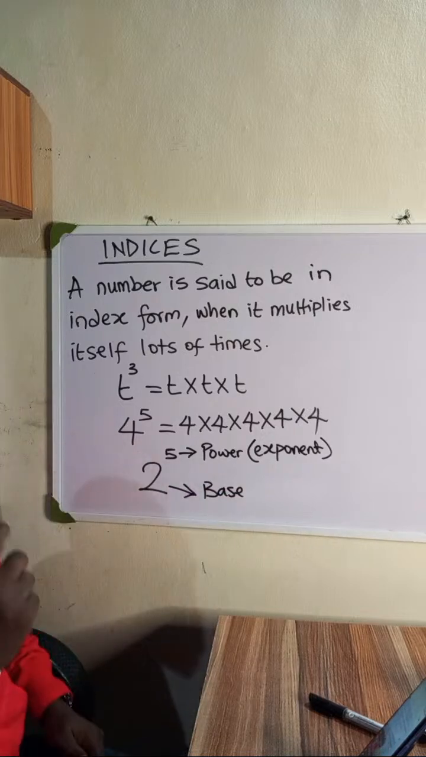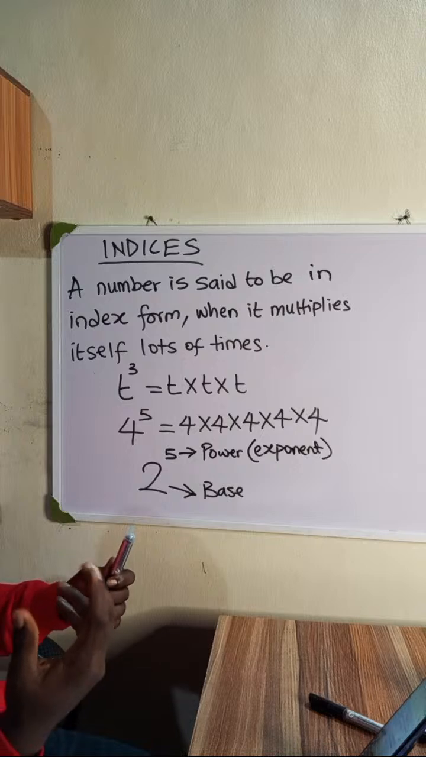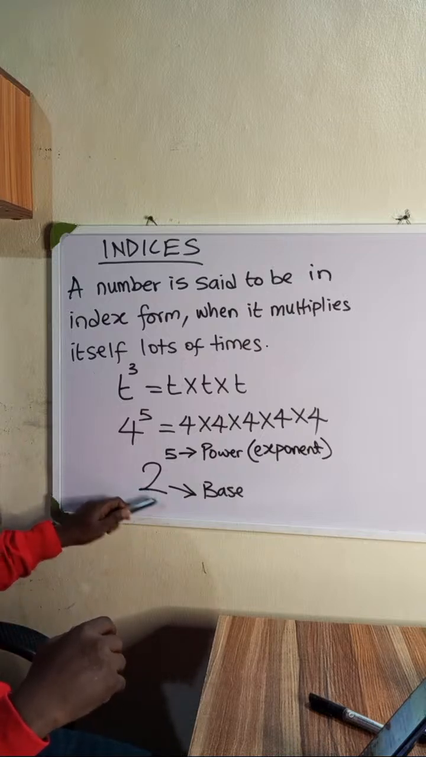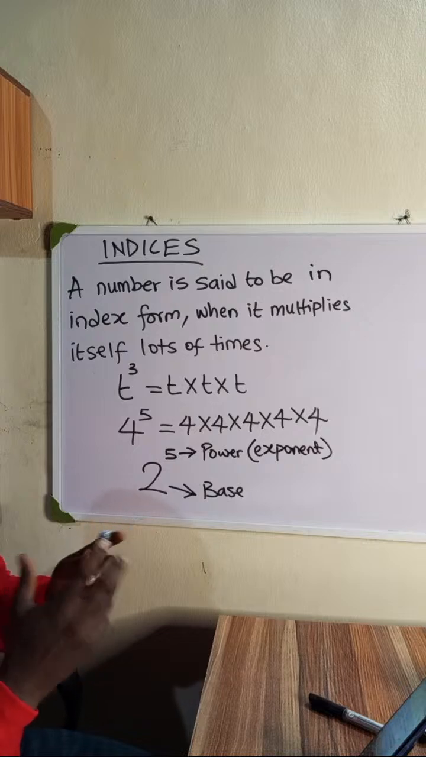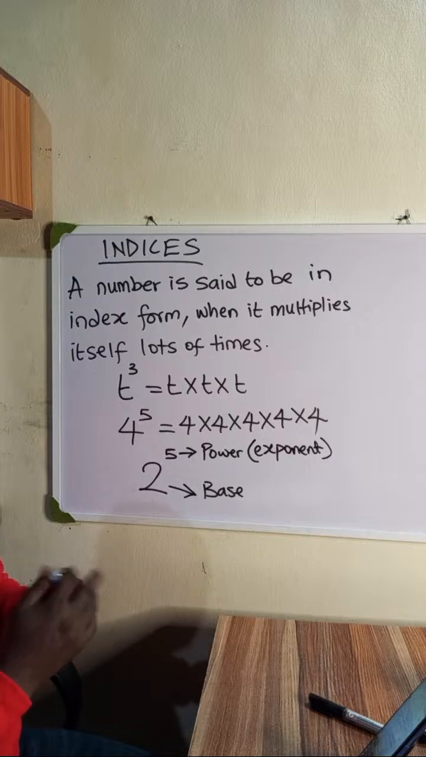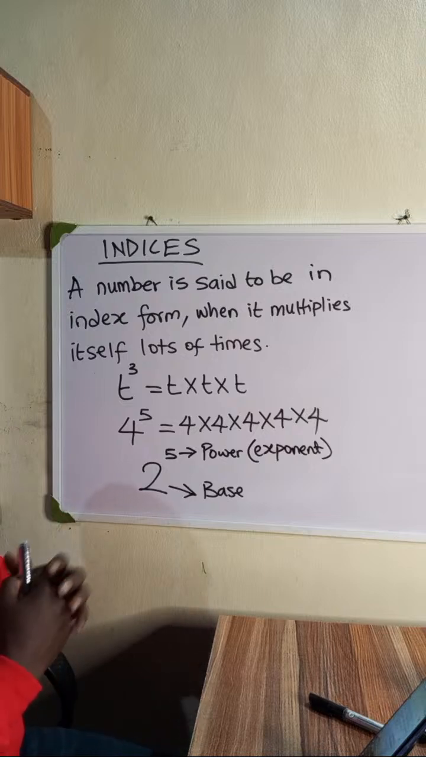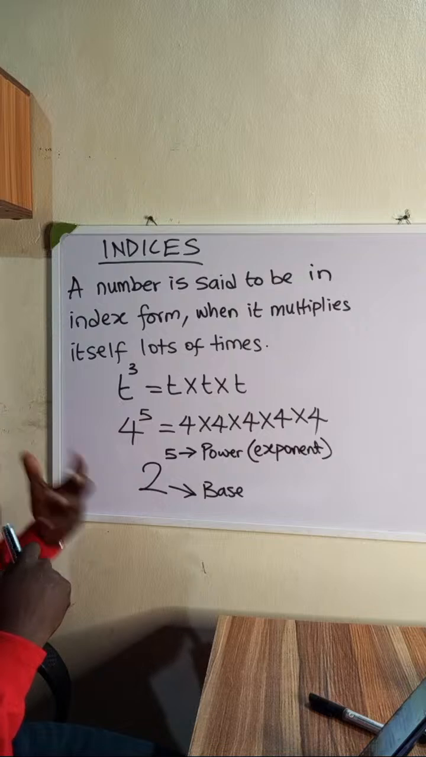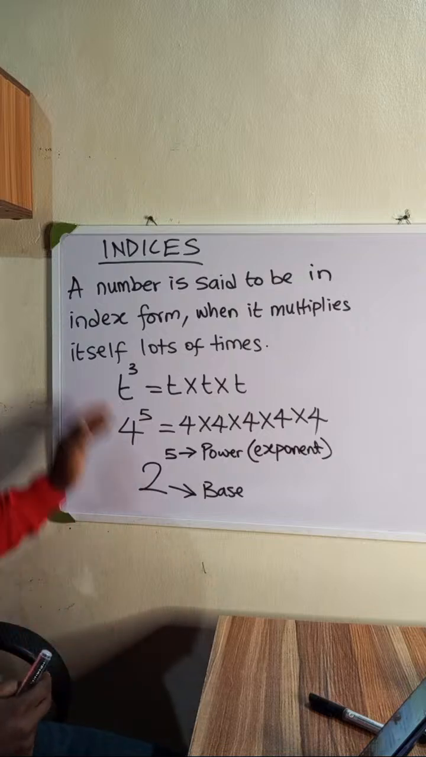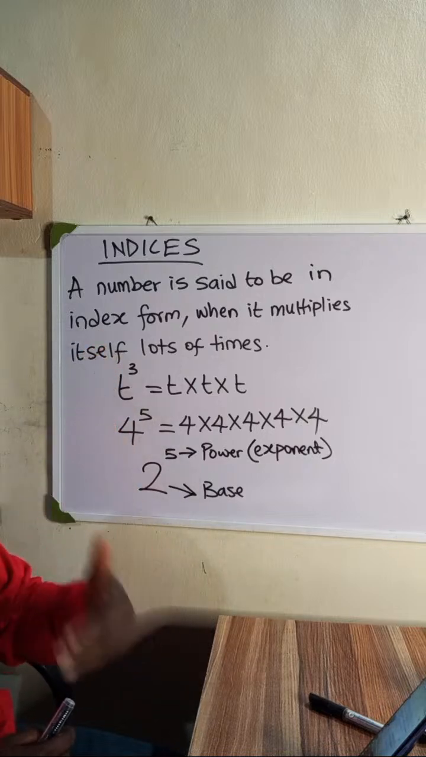Okay, so take note of this. The smaller one at the top is called the power or exponent, while this one over here is called the base. So as we go along, we're going to see how these two interplay with each other. Okay, so let's go through what we have just done, because the next thing we're going to do is go looking at the laws of indices. So a number is said to be in index form when it multiplies itself lots of times. We looked at t to the power of 3. t to the power of 3 means t is multiplying itself 3 times.